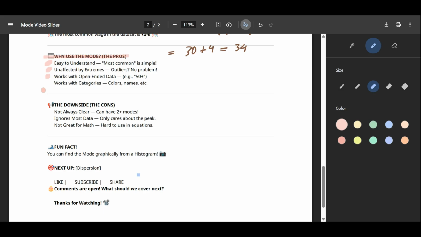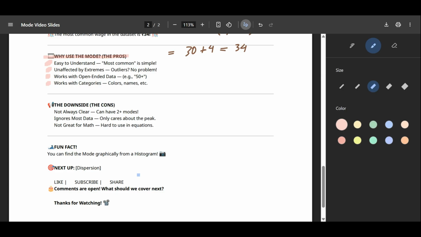Number three, useful for open ended classes. If your first class is under 10 or your last is over 100, you can't easily calculate the mean, but you can still find the modal class. Number four, great for qualitative data. You can find the mode of categories, maybe the most common car color, the favorite ice cream flavor. Try doing that with a mean or median. You cannot, right? But it's not all sunshine and rainbows.